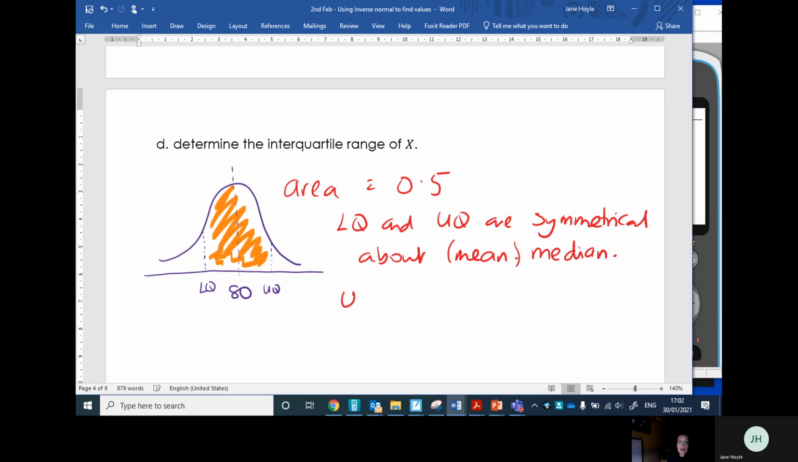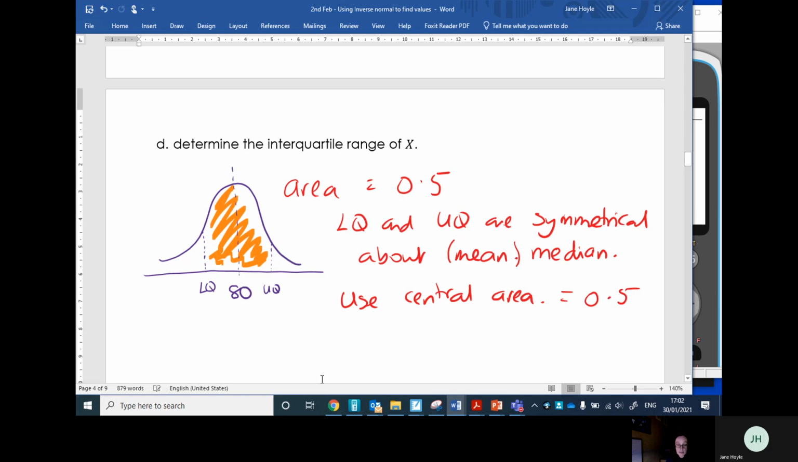So here we can actually use the central area, because we do have that symmetry. For those of you who don't have that central option, you just need to do the area below the lower quartile as being 0.25, and then to the left of the upper quartile just having an area of 0.75. So you would need two different values.